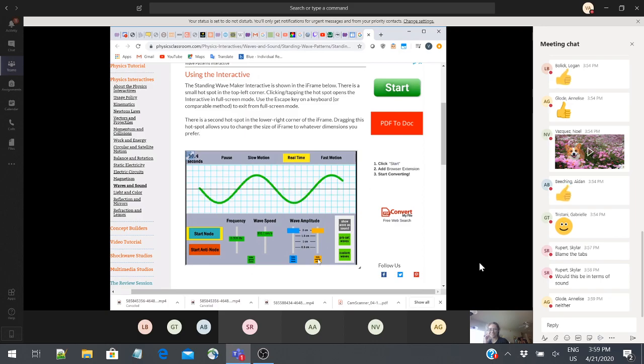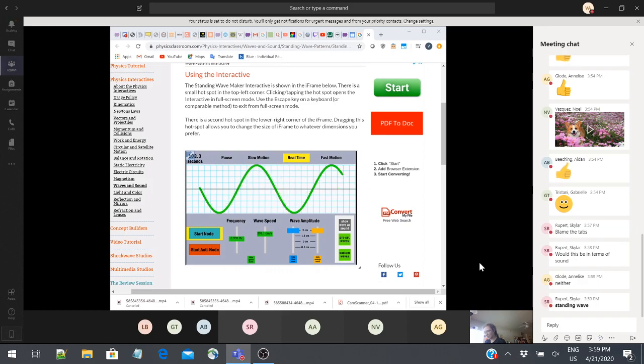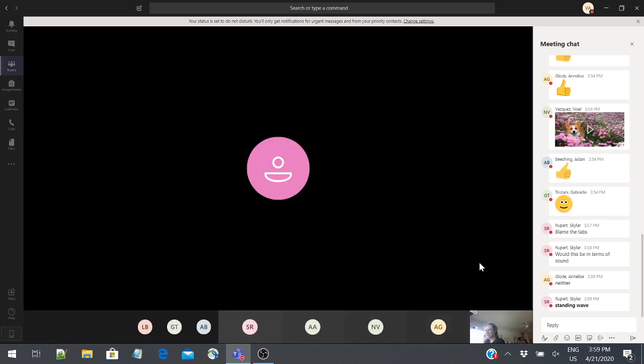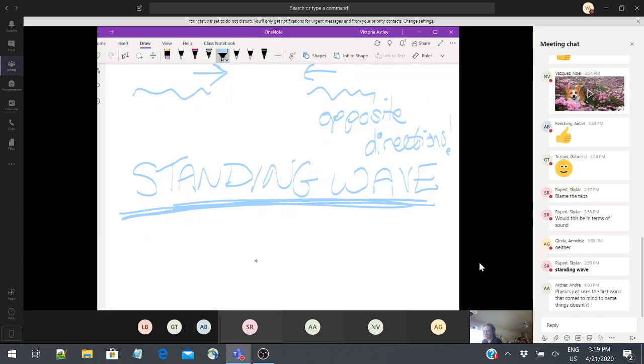Logan's poured some salt out in the Twitch chat. I don't know what the deal is there. And he says neither. Yeah, it's not going left. It's not going right. It's just standing there. So we call this a standing wave. Which you can't see because I have it in the wrong share. There we go. Standing wave. Yeah. Standing, it's not traveling, it's just standing there.